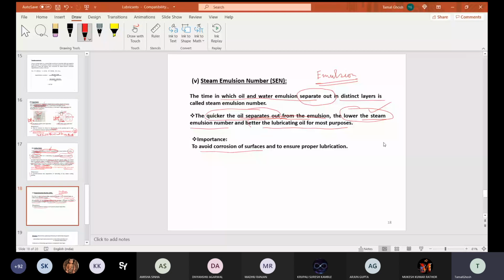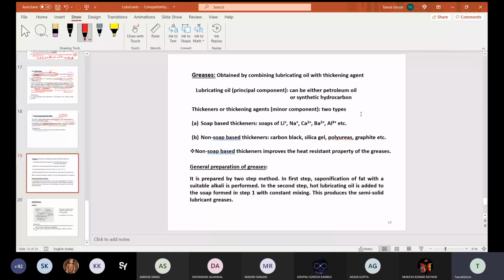Now we'll see some information regarding grease. Grease is obtained by combining lubricating oil and a thickening agent, or thickener. The lubricating oil is the major or principal component, and it may be petroleum oil, which is naturally available, or some hydrocarbon synthesized in the laboratory. On the other hand, the thickeners are the minor component.